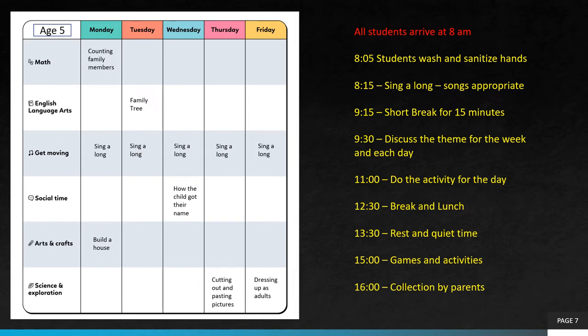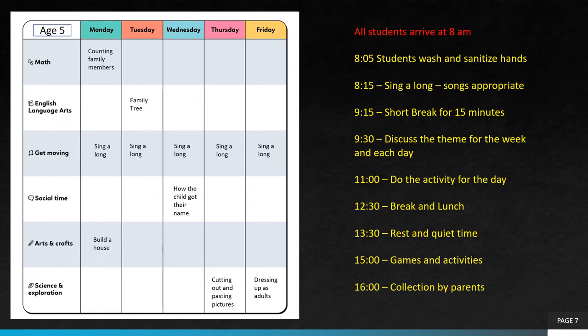So let's have a look at my timetable, my weekly plan. As you can see, it says there, I have five-year-olds. I've got Monday, Tuesday, Wednesday, Thursday, Friday. And then on the right-hand side, I'm giving all the times and what's going to be done. So students will wash and sanitize their hands by 8:05 in the morning.